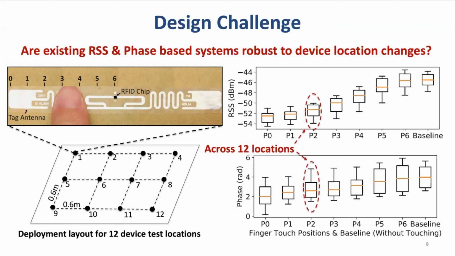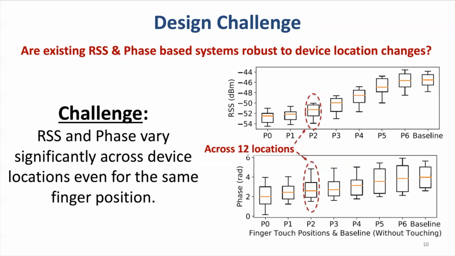Here are the results. The error bar shows the maximum and minimum RSS or phase values measured at each finger touch position across the 12 tag locations. As we can see, there are significant RSS and phase variations across the tag locations at any given finger touch position. Those variations introduce a big challenge because when there are phase or RSS changes, we don't know if the changes come from the finger touches or the tag location changes. So what can we do?